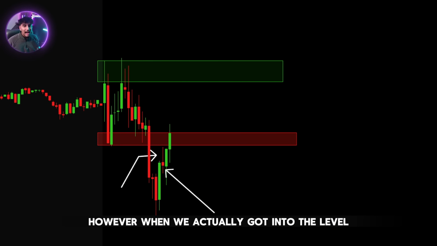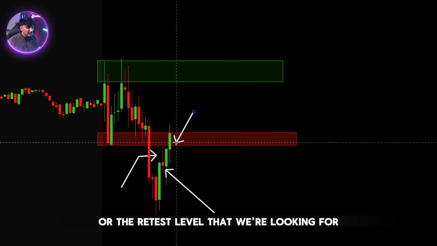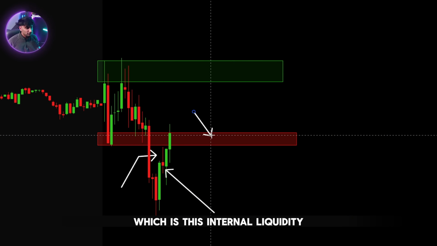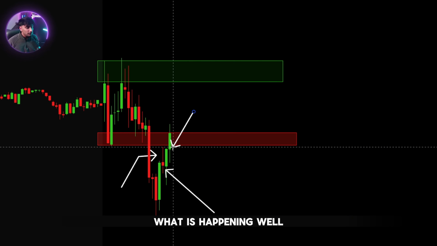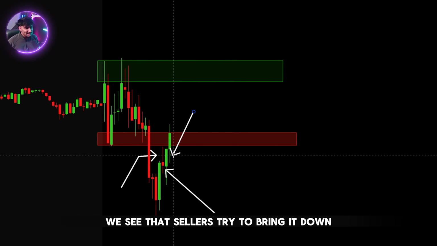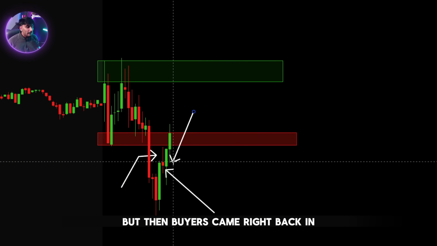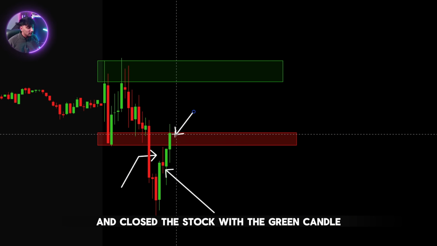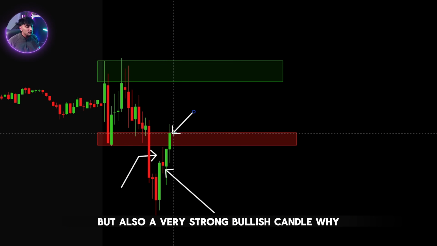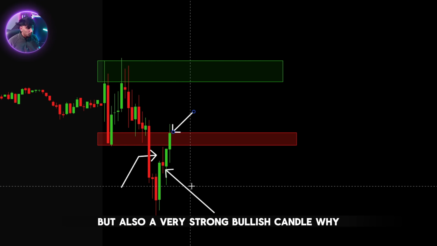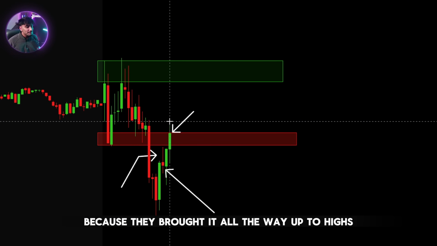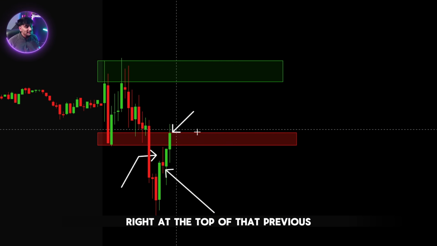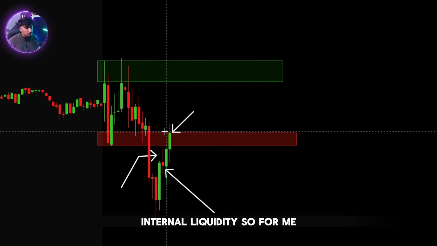However, when we actually got into the level or the retest level that we're looking for, which is this internal liquidity, what is happening? Well, the stock opened up here. We see that sellers tried to bring it down, but then buyers came right back in and closed the stock with the green candle, but also a very strong bullish candle. Why? Because they brought it all the way up to highs and were able to close it right at the top of that previous internal liquidity.